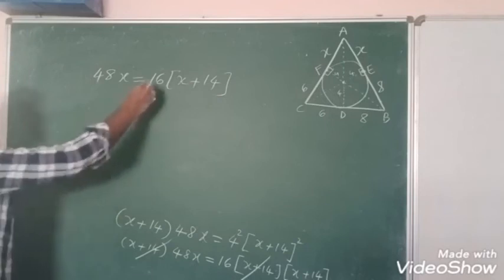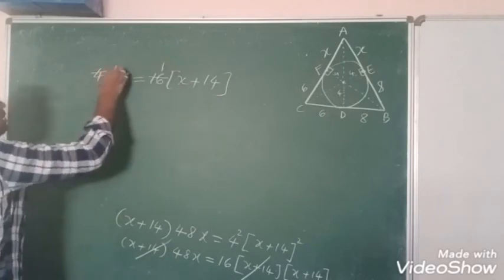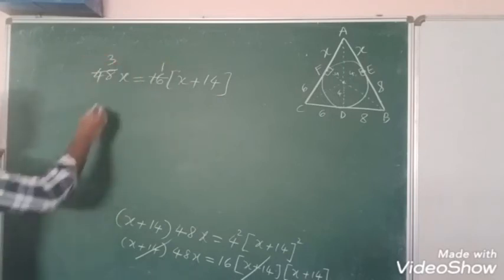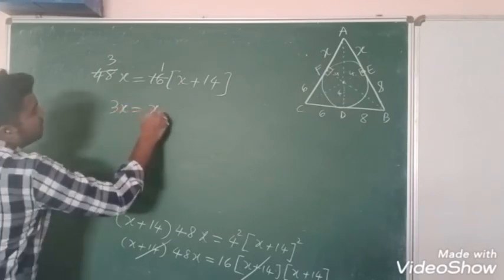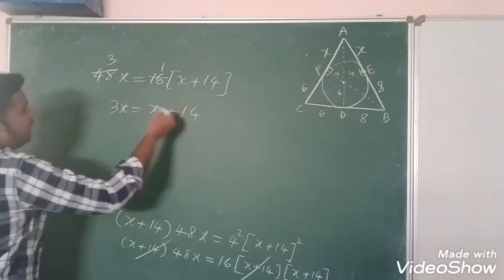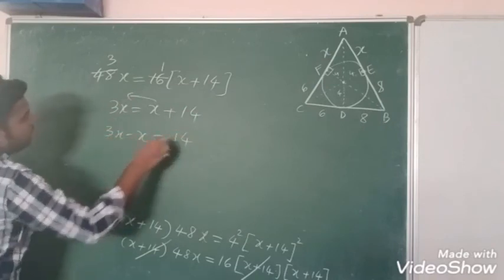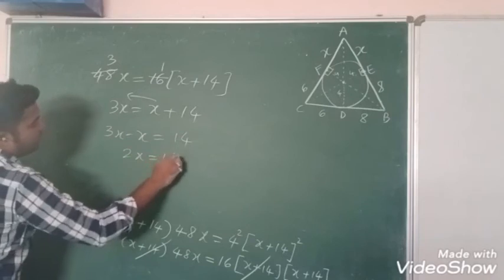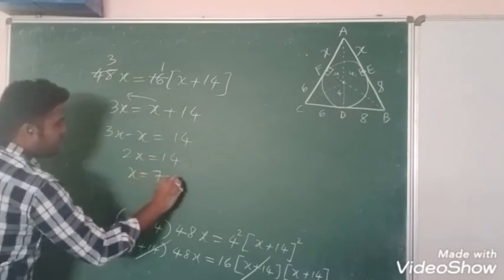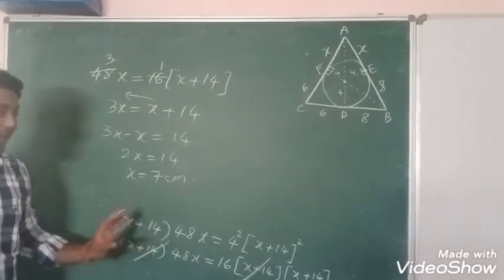Now I can cancel with the help of 16. 16 ones are 16, 16 3s are 48. So here 3x is equal to x plus 14. Shifting x to this side, it becomes 3x minus x is equal to 14. 2x is equal to 14. Therefore x is equal to 7. So this is our x.